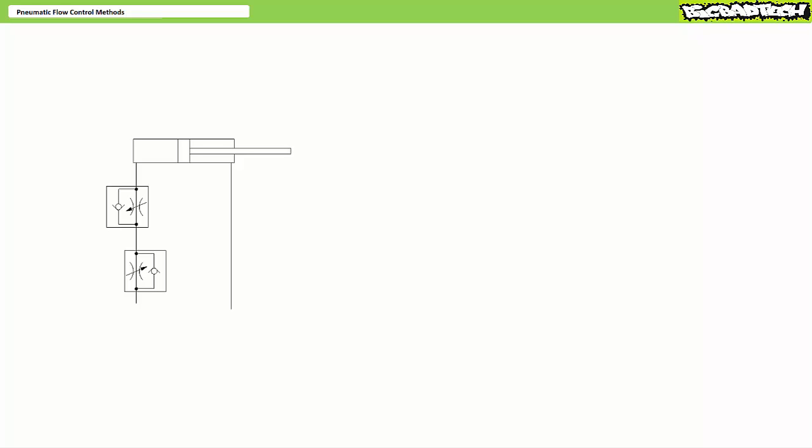retraction. Consider one such possibility, with two flow control valves with check valve bypasses, both installed in the cap end of a cylinder. Flow control valve 1 establishes a meter-in extension arrangement by forcing all flow entering the cap end during extension through the narrow restriction. During extension, flow control valve 2 would be bypassed. One would adjust flow control valve 1 to dial in extension speed.